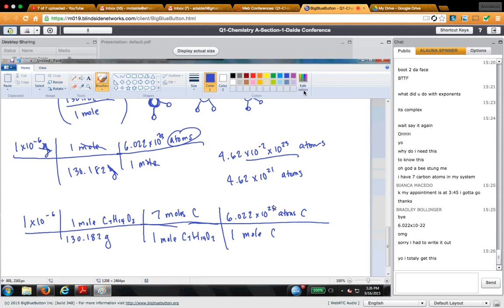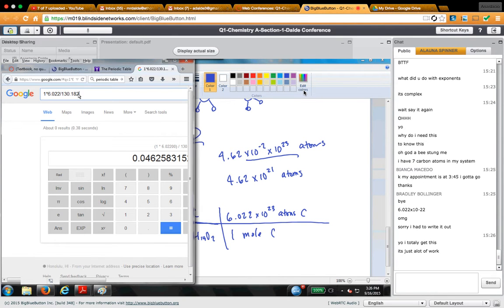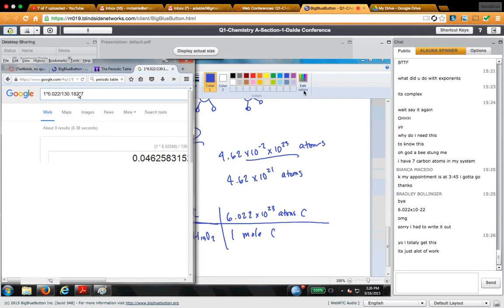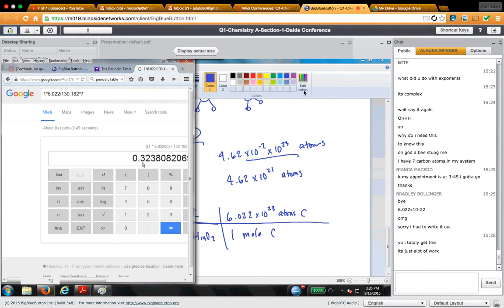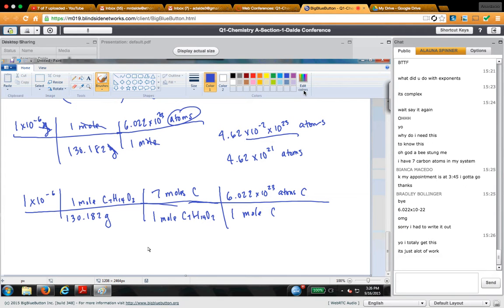Okay. All right, now I plug all this into my calculator. So it's really this times 7. I hope I get this. And the answer is 0.323. So let's see. That would be 3.23 times 10 to the negative 1. I still got to deal with that exponent, times 10 to the negative 23 atoms of carbon. And so that would be 3.23 times 10 to the 22 atoms of carbon.